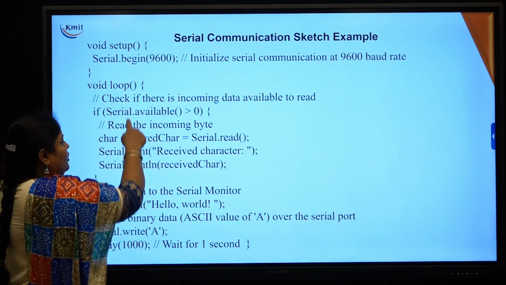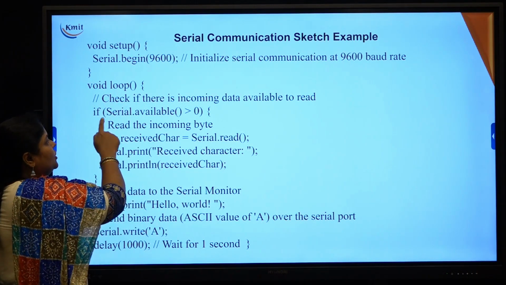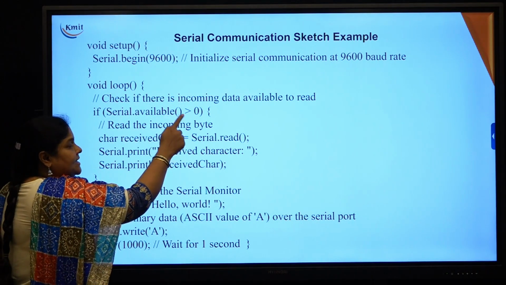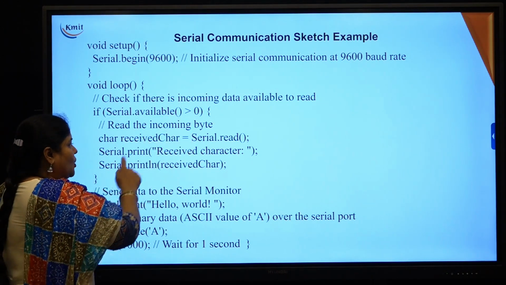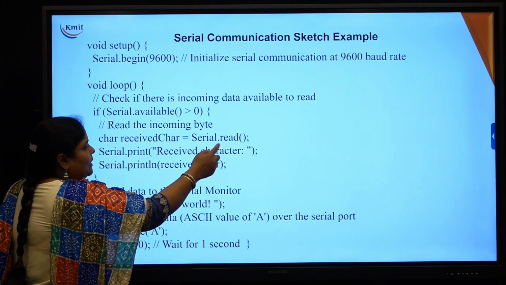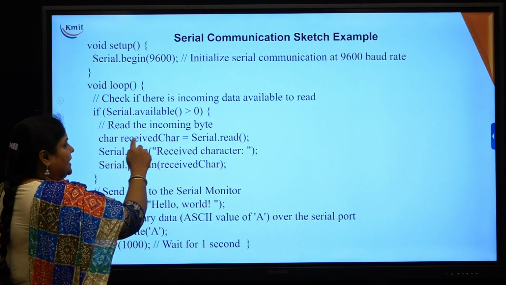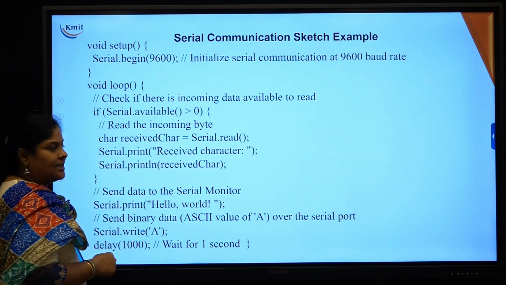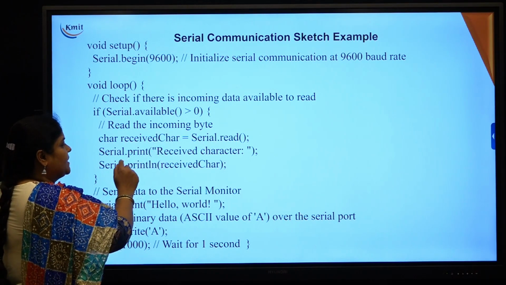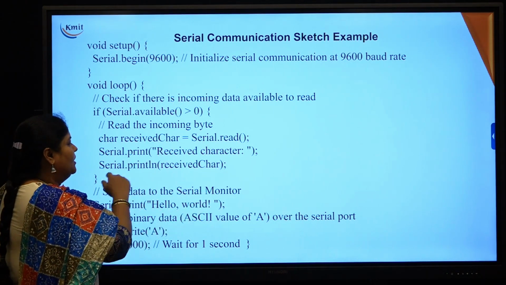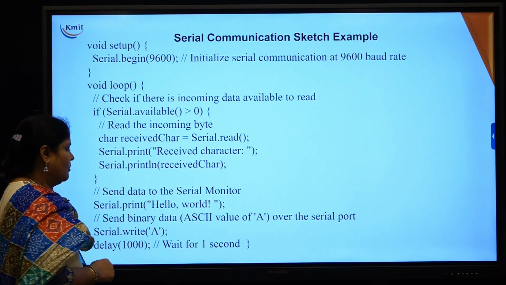Next, in void loop you are going to write the actual logic. If Serial.available is greater than 0, that is, if the communication is on, then read the characters one by one using Serial.read, and whatever values you read, you collect in a variable called receiveChar, and then whatever you have received, you print onto the monitor using Serial.println.